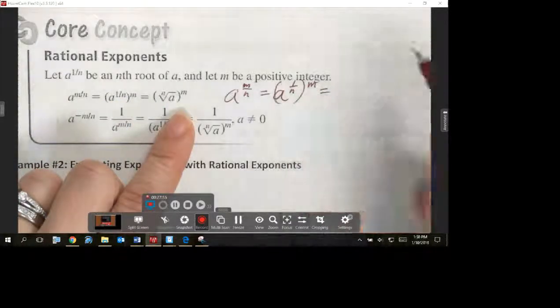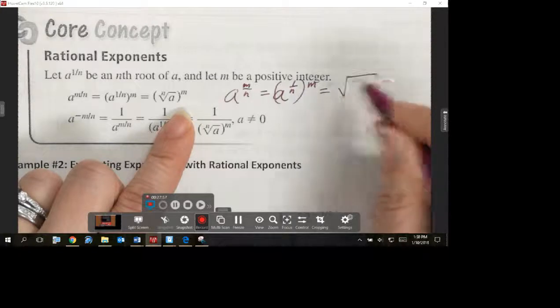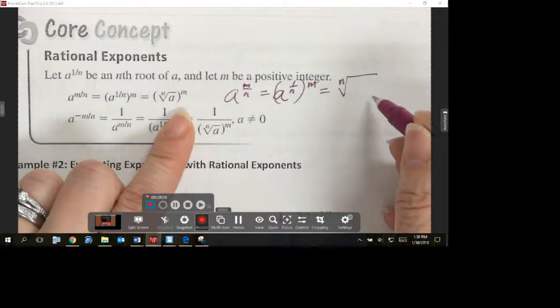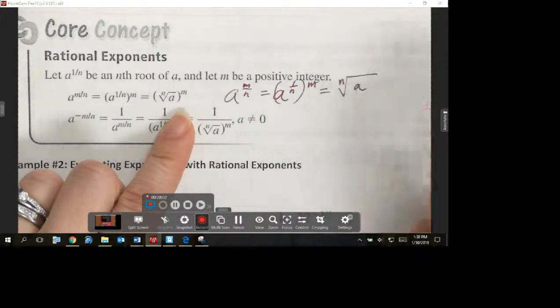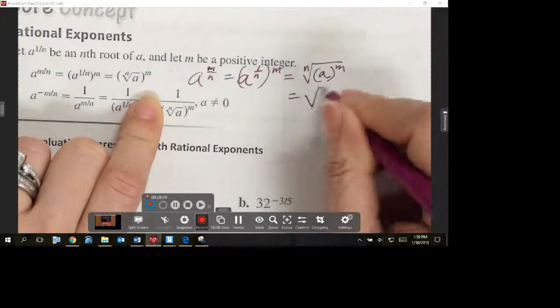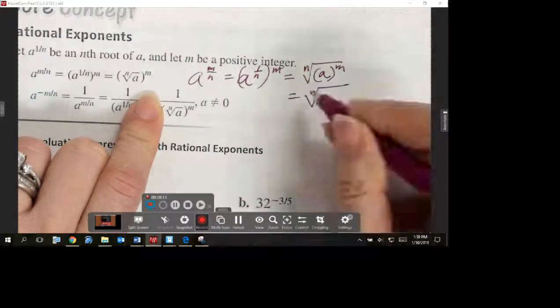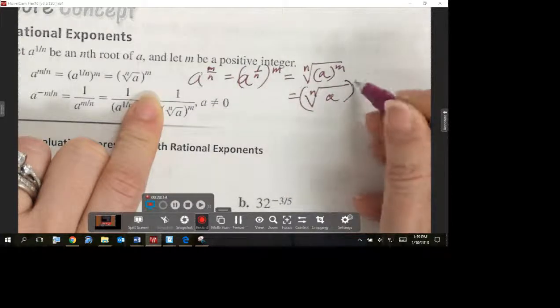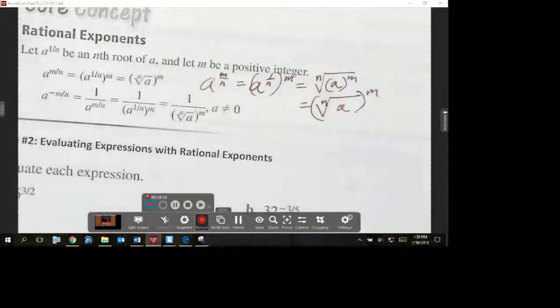Another way you could rewrite it would be to take that root and put it out front, and you could have the power on the A. Another way you could rewrite it is you take the root out front, and then to that answer, you put the m around that full answer. There's like all these different ways that you could rewrite it. One way may be easier than the other. We're going to do it with actual numbers so you can see it. But this is probably the hardest part that people find.